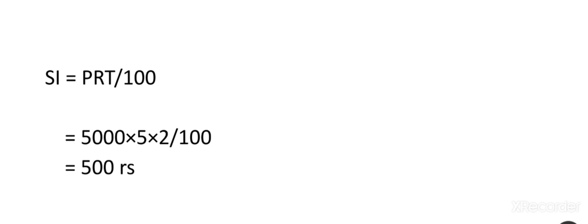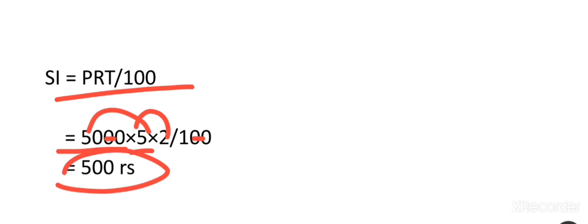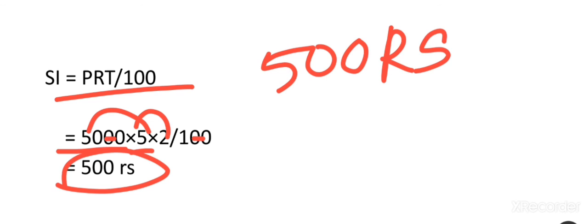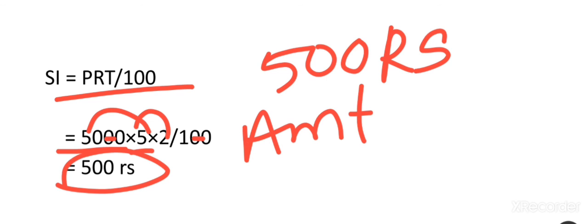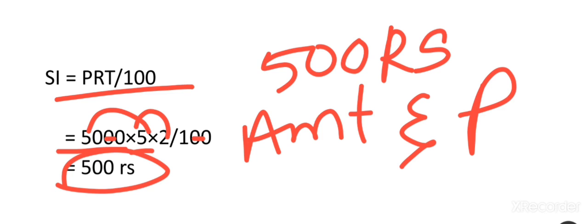Simple interest formula is PRT divided by 100. P is 5,000, multiply 5 into 2 divided by 100. 0 gets cancelled. 2 5s are 10, 10 50s are 500 rupees. 500 rupees is the difference between amount and principal amount, which is simple interest.